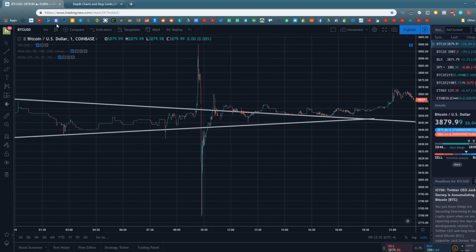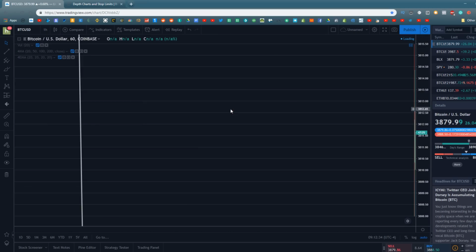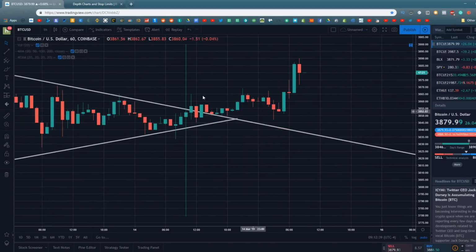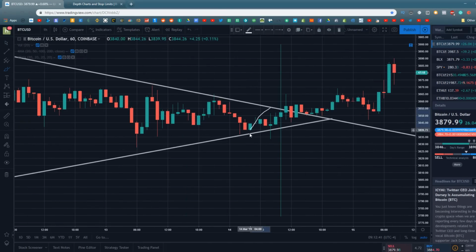Very interesting stuff here. But that's really what set the stage for what happened next, because what we saw was essentially a small spinning top that I mentioned in yesterday's video, about how we were seeing indecision in the market right here.